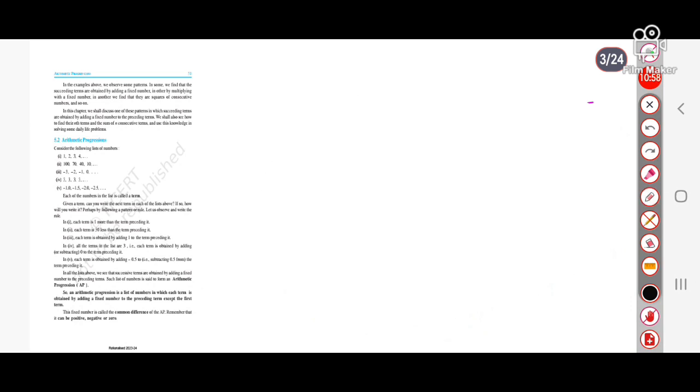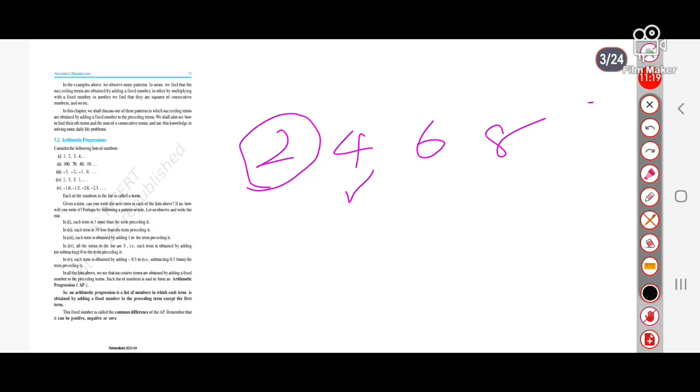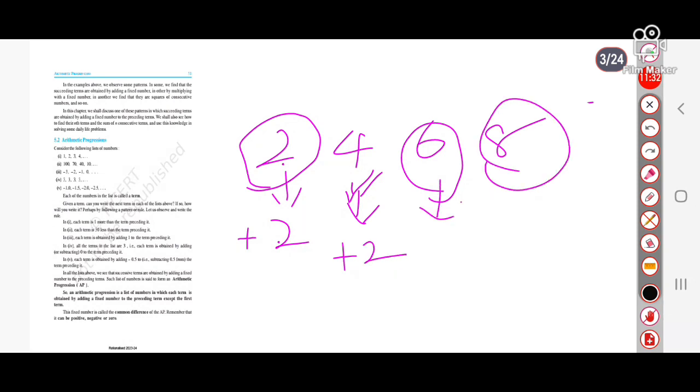So let us see what is given in the black letters. The successive terms that are obtained by adding a fixed number to the preceding term is called an AP. Say for example 2, 4, 6, 8. So this is the first term of the AP. Now this second term is obtained by adding 2 to the first term. I repeat, the second term is obtained by adding 2 to the first term. Similarly, the third term is obtained by adding 2 to the second term. Similarly, the fourth term is obtained by adding 2 to the third term. That's what has been given in the book.